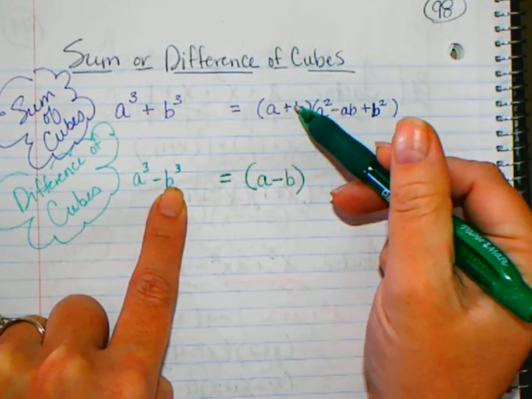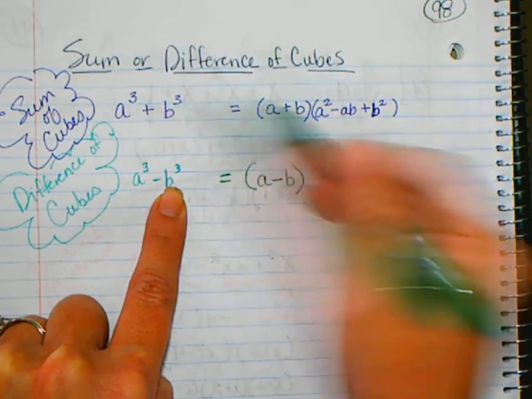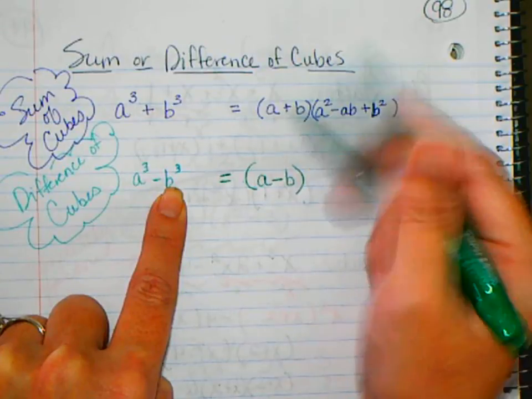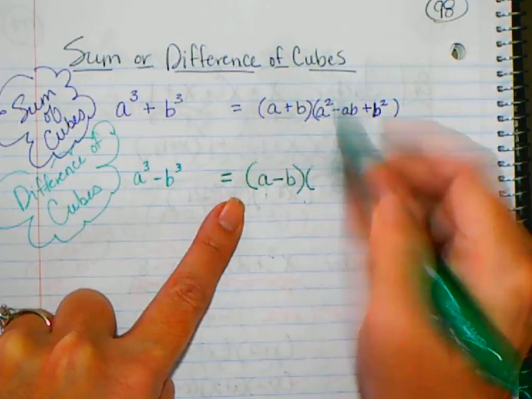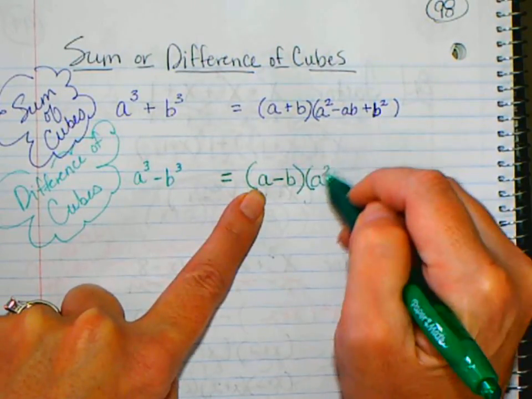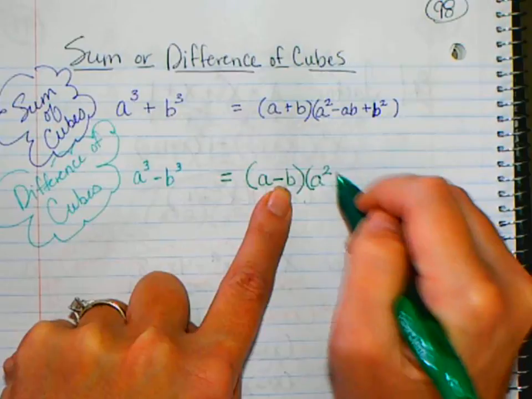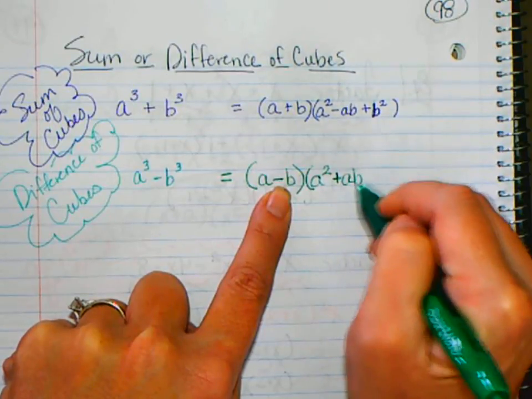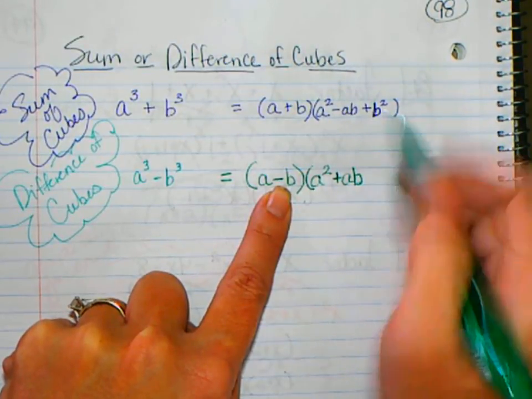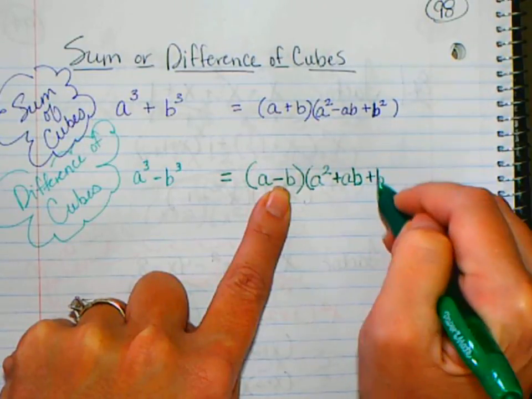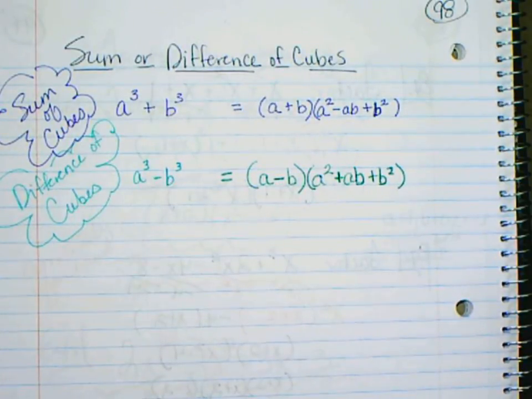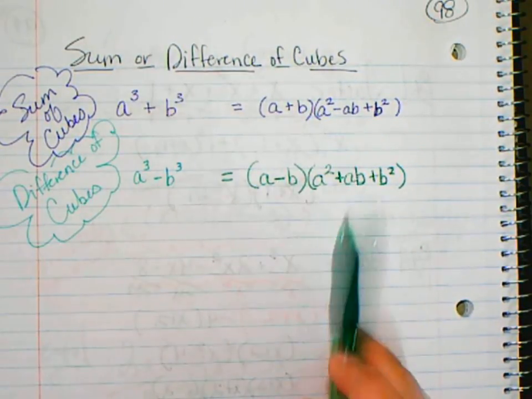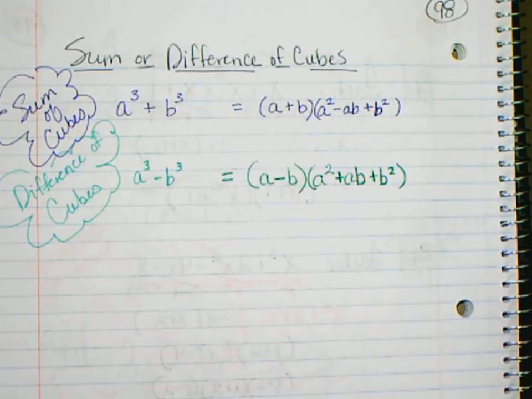So just like above was a plus b, was a sum, the first binomial had a plus in it. This is a difference. My first binomial has a minus sign, okay? And you still take whatever a is, you square it. This time you're going to add a times b. And you're going to add b squared. So the plus b squared, that stays the same in both of them. But the other 2 signs are different. They're opposite of each other, but the plus b squared is the same. Cool beans?